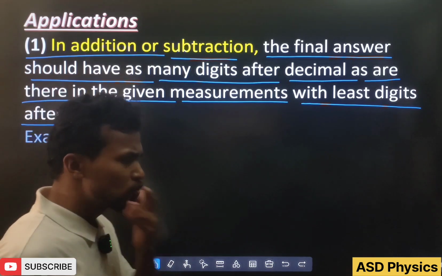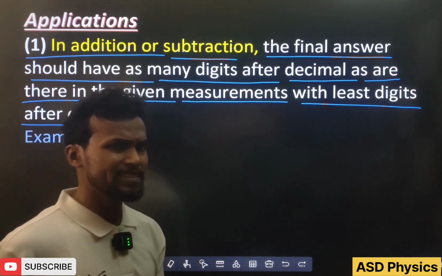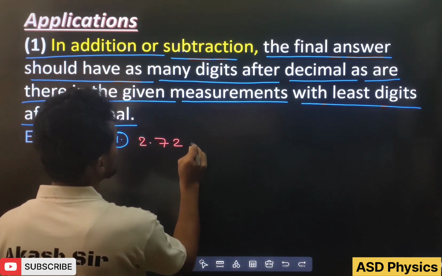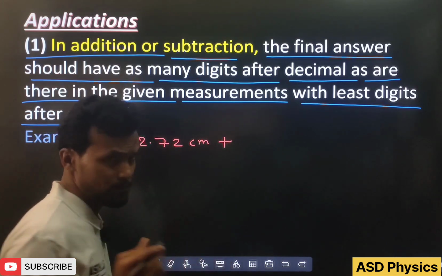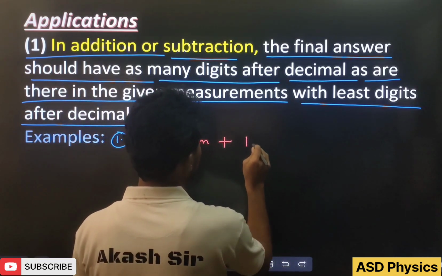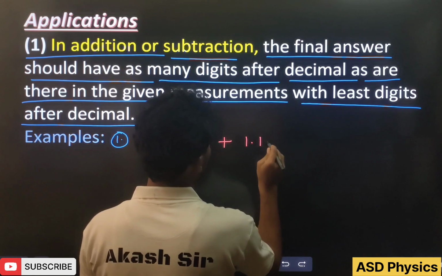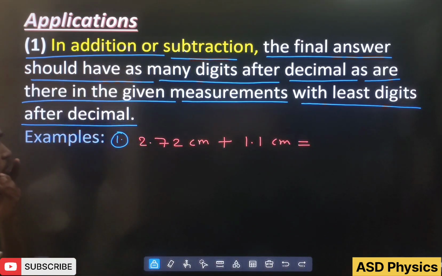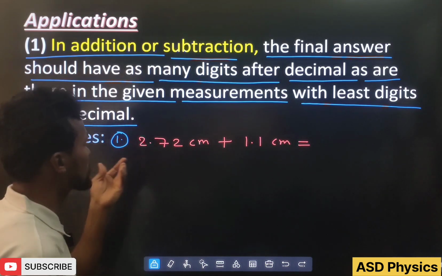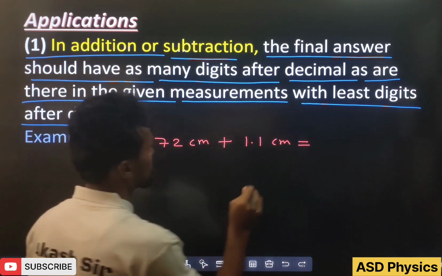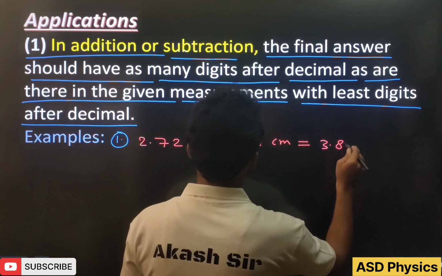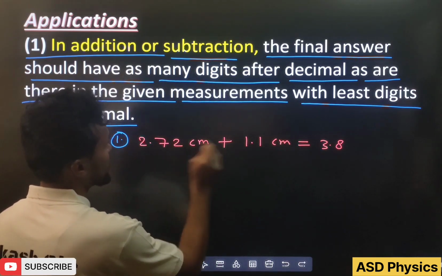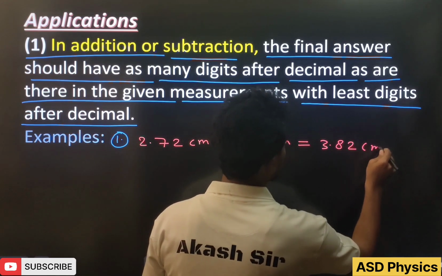Let's take 2 rods. We are going to add their lengths. Let's take, for example, one rod is 2.72 centimeter plus another rod is 1.1 centimeter. We are adding it. If you add 2.72 plus 1.1, it will become 3.82 centimeter: 7 plus 1 is 8, 2 plus 1 is 3, and 2 as it is.